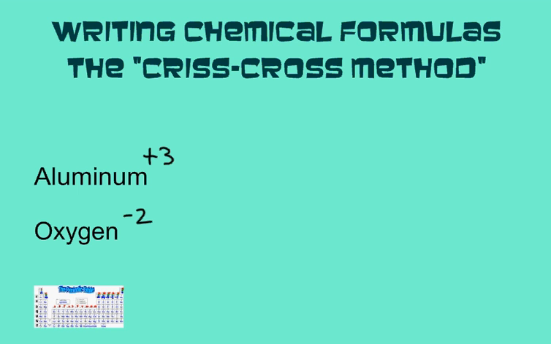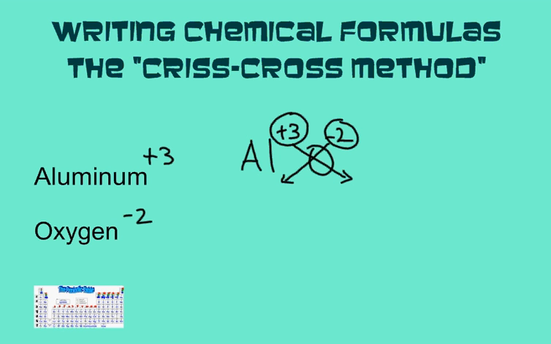Then we're going to rewrite the elements using their symbols, and we're going to put the positive one first. So we have Al +3, O -2. Now we just need to crisscross the charges, use those as our subscripts, and then we'll understand what the ratio is for aluminum atoms to oxygen atoms when this bond forms. So the 2 is going to go down for aluminum, and the 3 is going to go for oxygen. That's our crisscross.